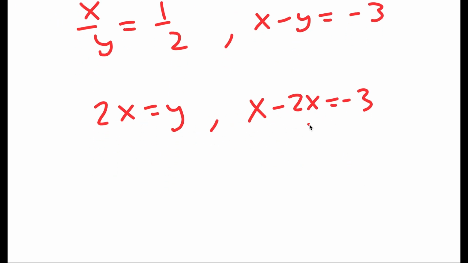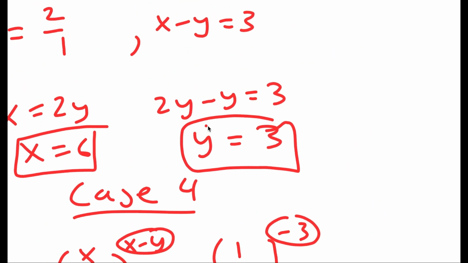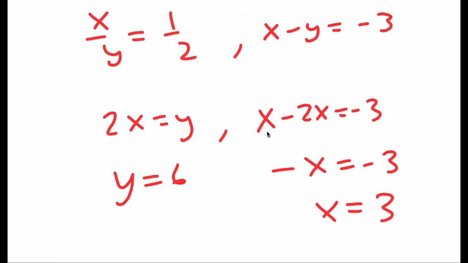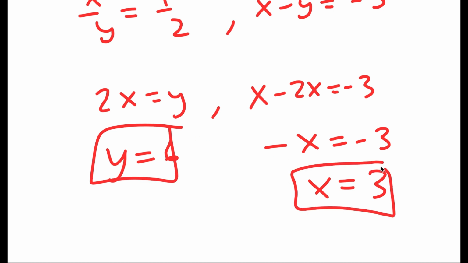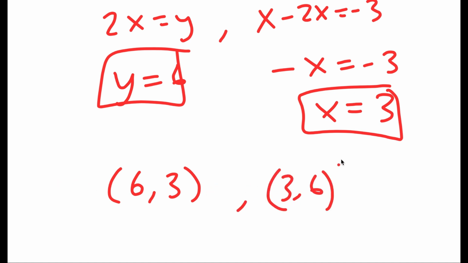Now I'm going to solve this. So in this case, I get negative x is equal to negative 3, meaning x equals 3. And if x equals 3, y is equal to 6. So this is just the same thing, but flipped. And when you actually plug this in, I'm not going to waste your time by doing all that, this is also true. So my two solutions are x equals 6, or we could just write this as coordinates, (6, 3), and (3, 6). So these are my two solutions.